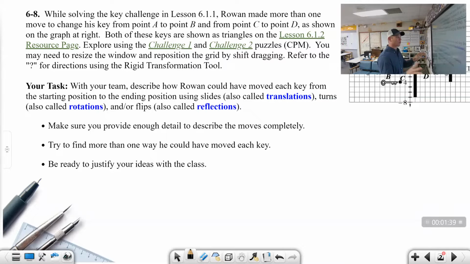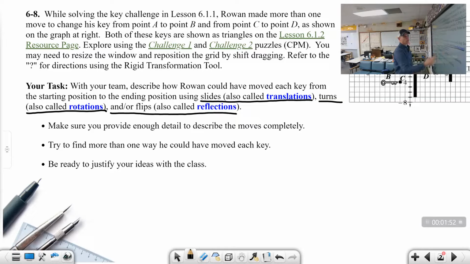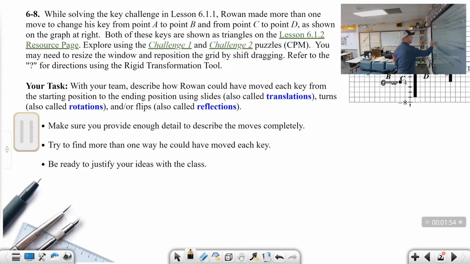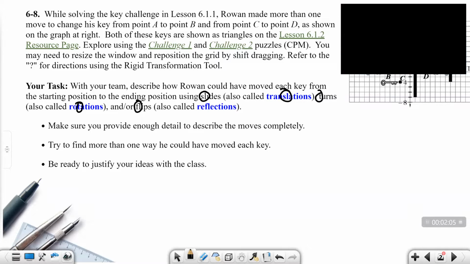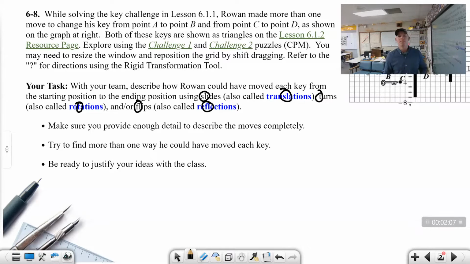We can see these triangles. And what we're going to focus on is how we slide, also called translations, turns, also called rotations, and flips, also called reflections. You can remember these in a list. SL, SL, slide. T, T, turn. FL, FL is our flip. That's how you can remember the connection in those words. So we're going to slide, turn, and flip.